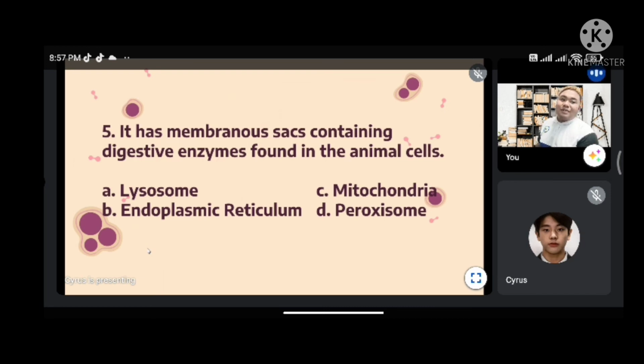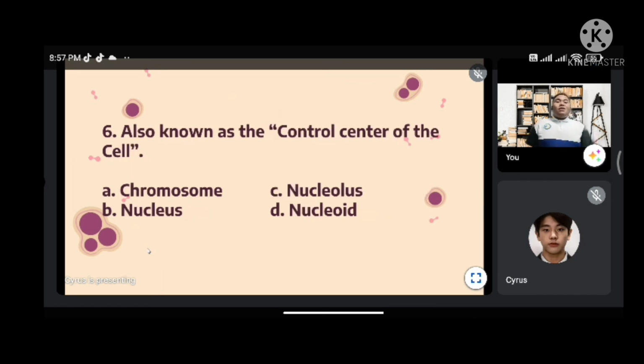Next, for item number 6, also known as the control center of the cell. A. Chromosome. B. Nucleus. C. Nucleolus. Or D. Nucleoid.